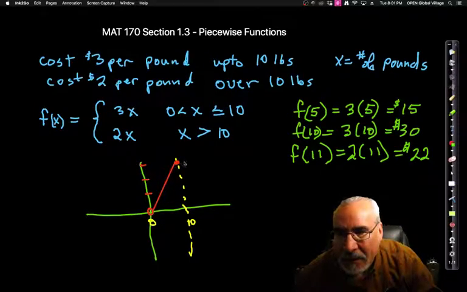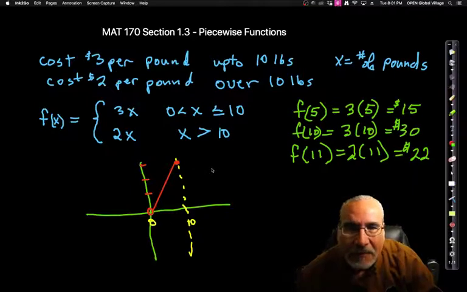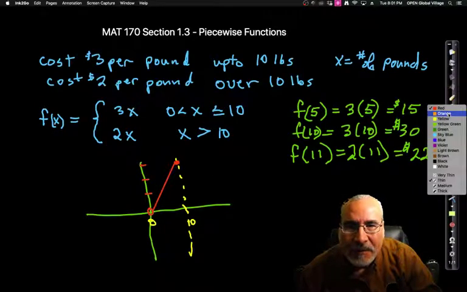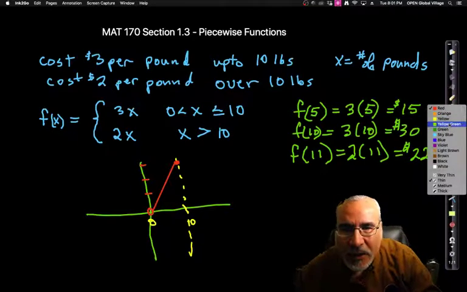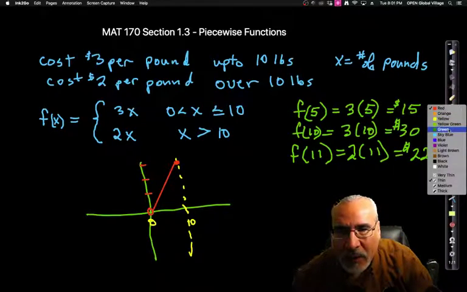There we go. Close enough. Okay, so let's go back to drawing the second part, and I'll switch colors even though it's the same graph.